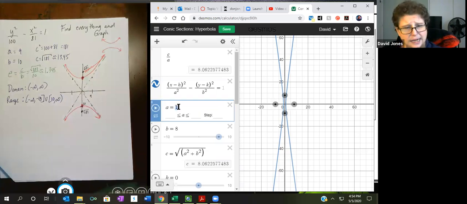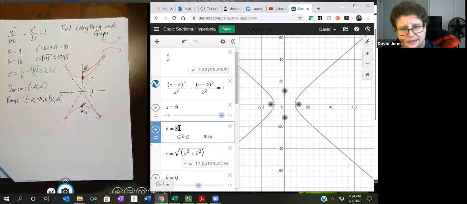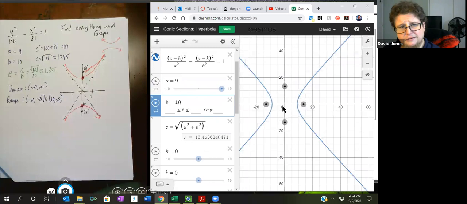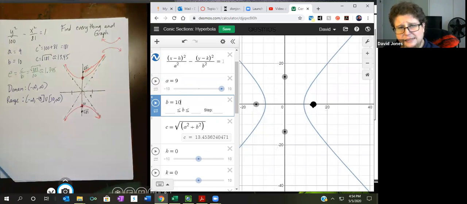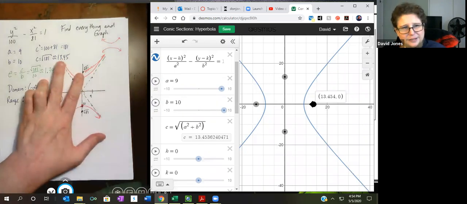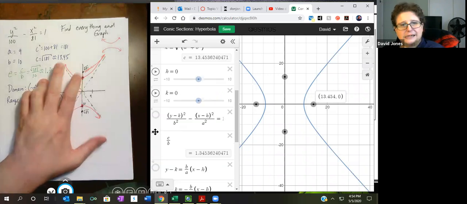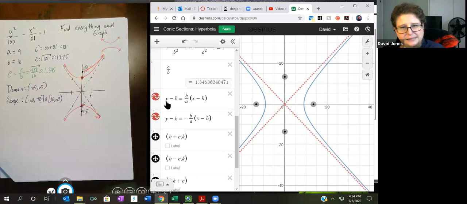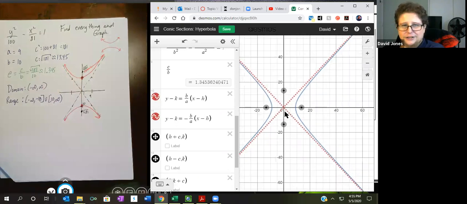A equals 9, B equals 10. HK is 0. What do we got here? 13.45. That's what we had here. 13.45 was our C. And if you have the asymptotes in there, you can see they never cross.